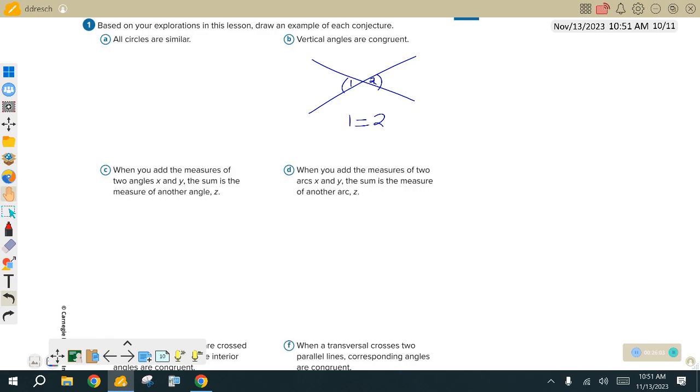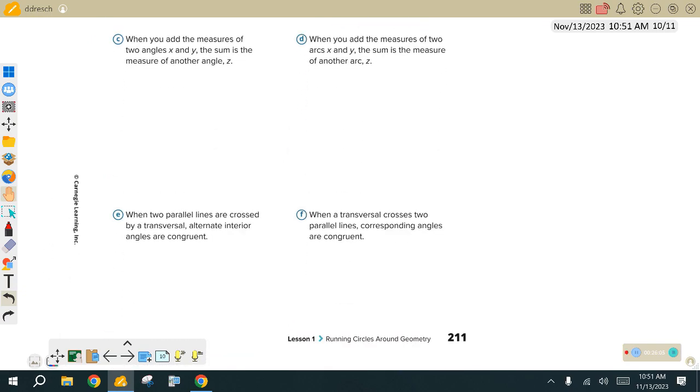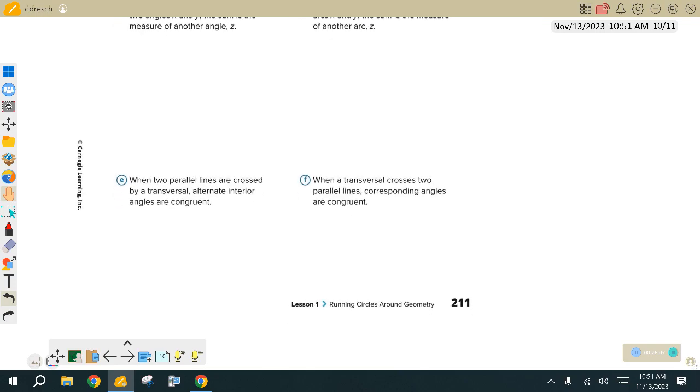All right, let's do one more here at the bottom, E and F. I'm going to give you a minute. Try to get across to somebody E and F. Alternate interior angles are congruent and corresponding angles are congruent. What would be an example of you sketching out that? We're going to be finishing off with this last one, E and F right there. I'm going to give you a quick minute on E and F.